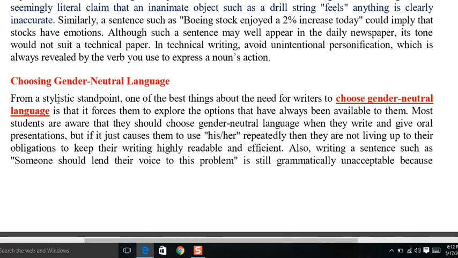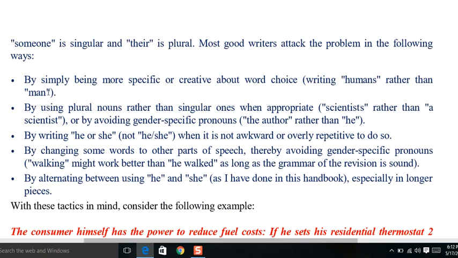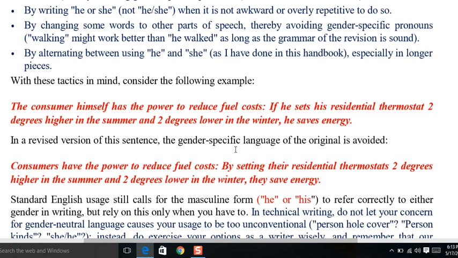Let's read. From a stylistic point of view, one must think about the needs of readers and choose gender neutral language by simply being more specific or creative about word choice. You can use the word he means rather than he or she. Rather than using someone, you can use we or they. Fine. Rather than using he and she, you can also use some positive words. Clear? Here is an example.